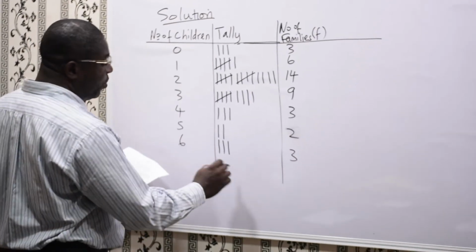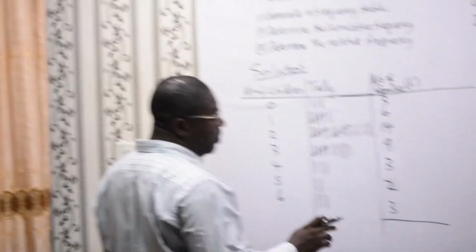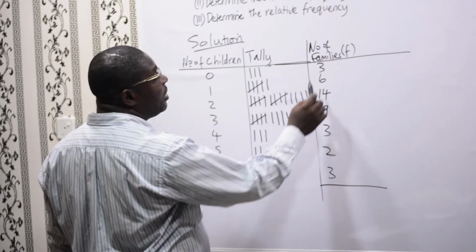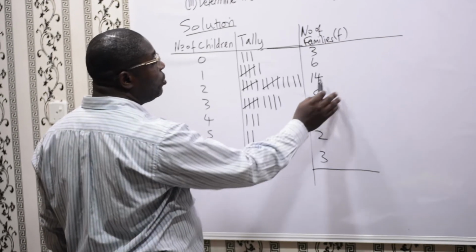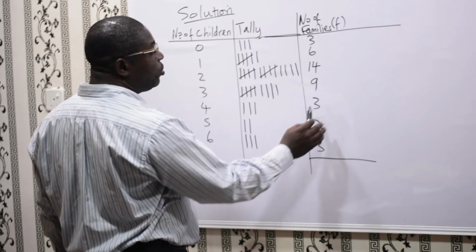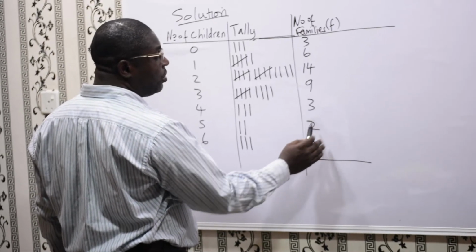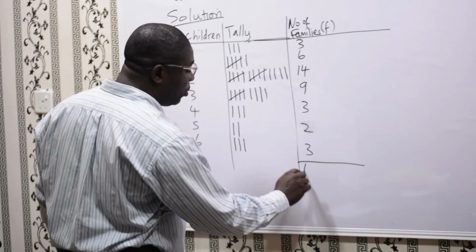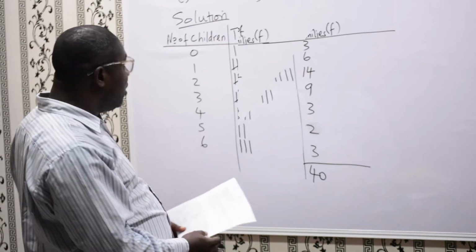So let's add up what we have as our frequency to see if we have 40. 3 plus 6, that's 9. 9 plus 14, that's 23. 23 plus 9, that's 32. 32 plus 3, that's 35. 35 plus 2, that's 37. 37 plus 3, that makes 40. So we are correct with our frequency count.